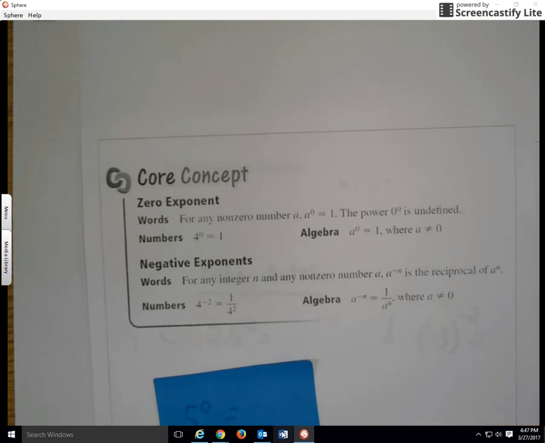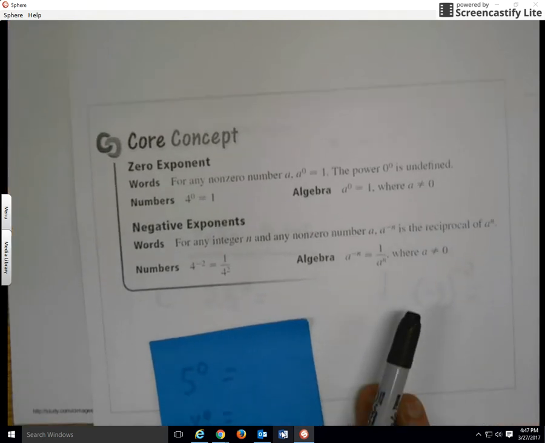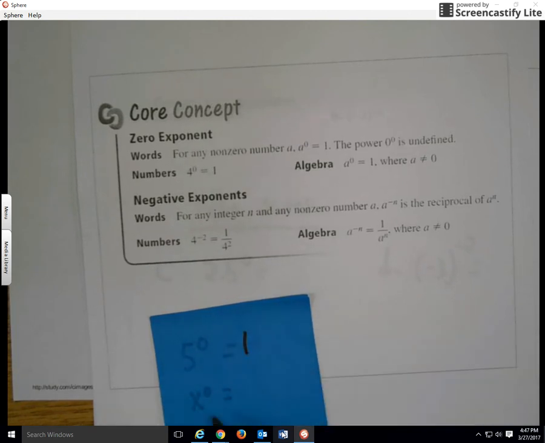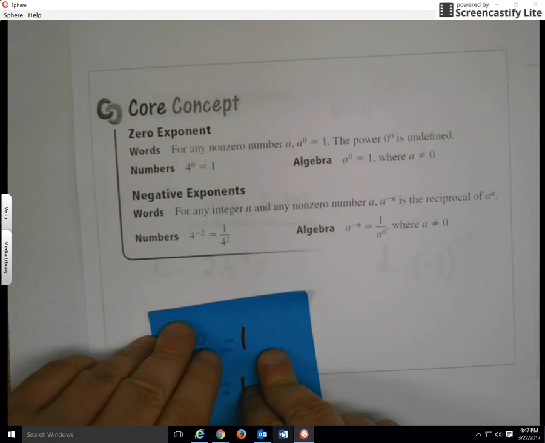So if I had 5 to the 0 power, what would that equal? It would equal 1. If I had x to the 0 power, what would it equal? It would equal 1 as long as x is not 0. As long as it's not 0 to the 0 power.